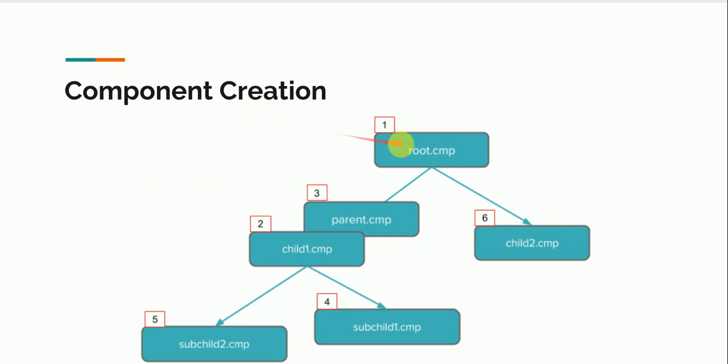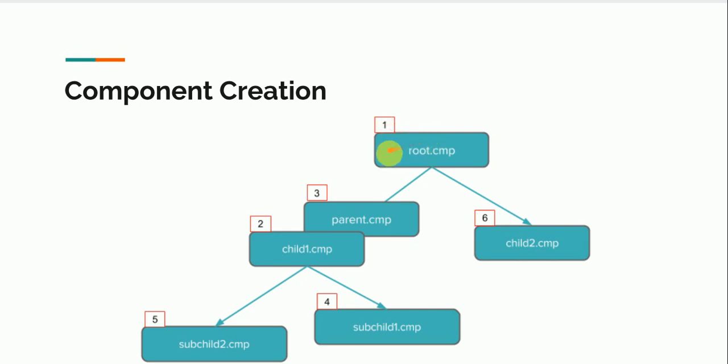So how will the component be created? Whenever we are clicking on the root component, first it will initialize the root component, then it will go to the parent, and then the child of that parent, and then child of that child, and then it will go to the child component too. So this is the sequencing of how the components are being created whenever we are working with the parent to child relationship with the components.